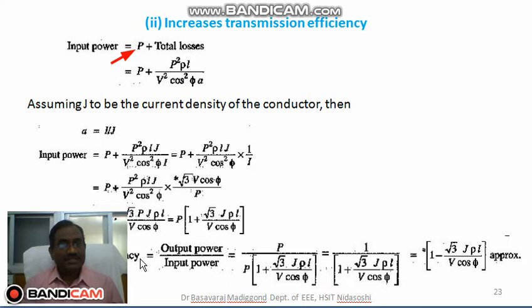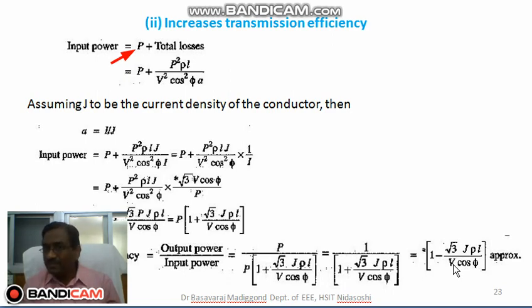So efficiency is given by output by input. If you solve this, we get 1 divided by (1 plus root 3 J rho L divided by V cos phi). See here, if the transmission line voltage increases, this term decreases. If this term decreases, the whole denominator decreases, so the efficiency increases.